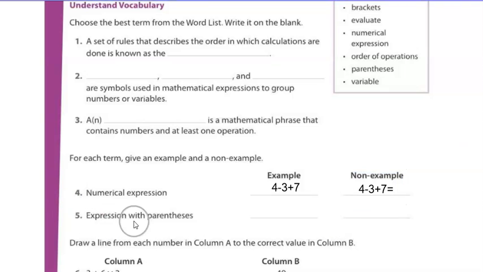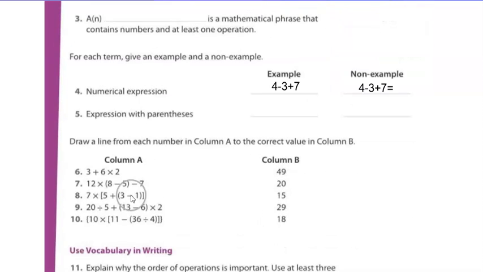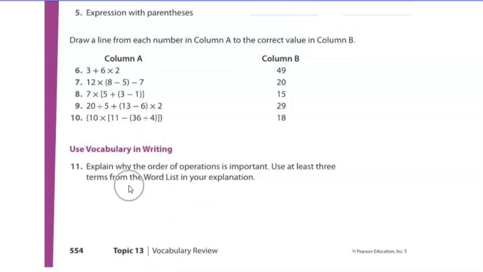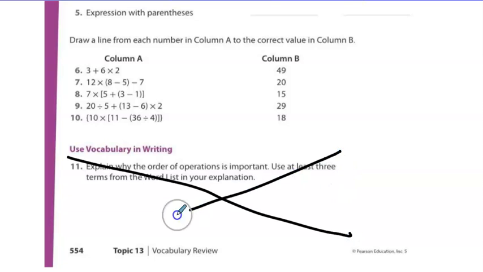Then you're going to do the exact same thing, but on this one, you're going to add parentheses into your expression. On numbers 6 through 10, you're going to be solving these and drawing a line to the correct answer on the other side. And then you can go ahead and cross off number 11. You don't have to do that one.